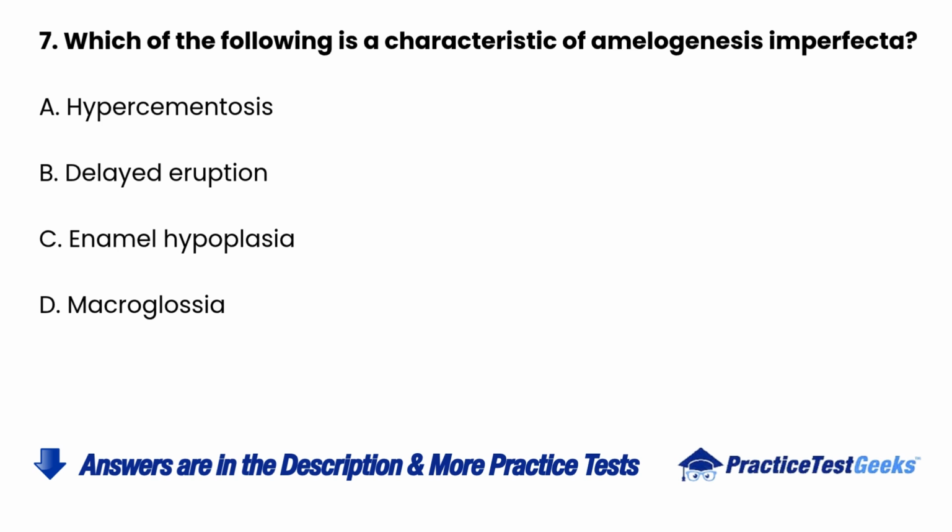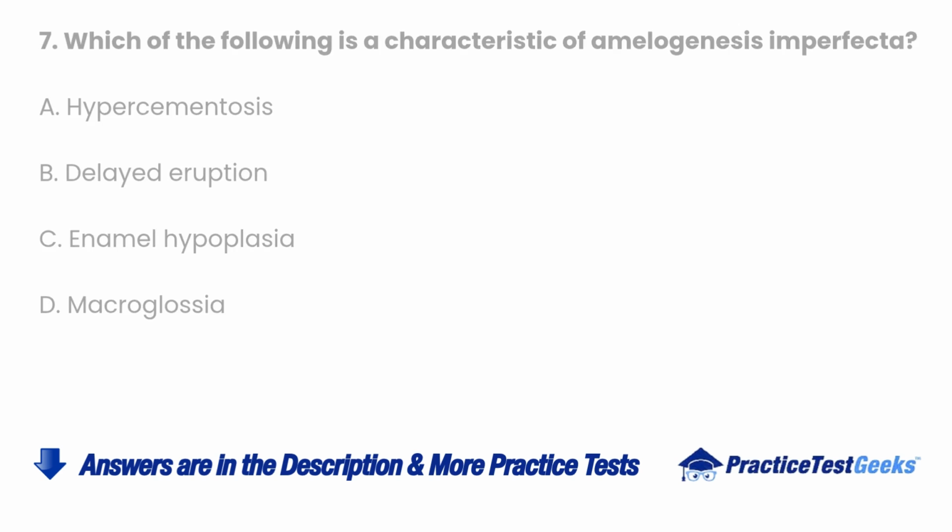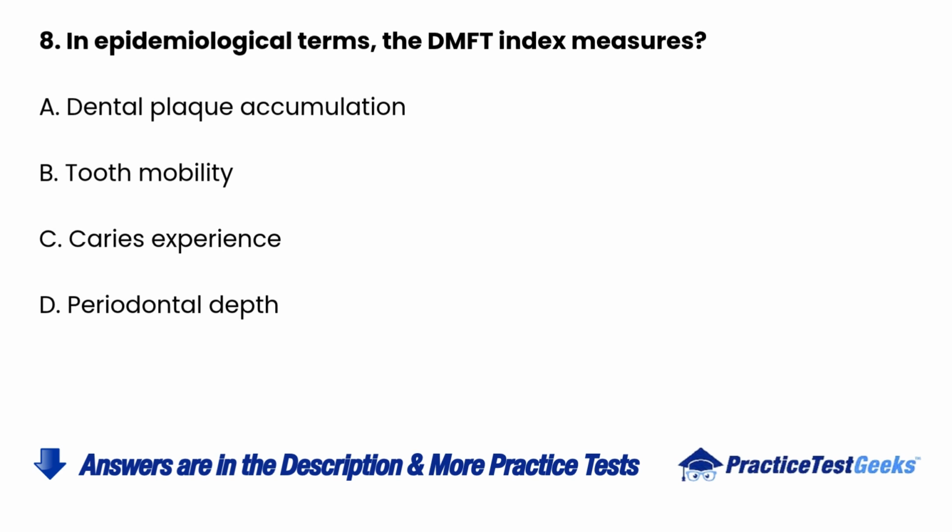A. Hypercementosis. B. Delayed eruption. C. Enamel hypoplasia. D. Macroglossia. 8. In epidemiological terms, the DMFT index measures A. Dental plaque accumulation. B. Tooth mobility. C. Caries experience. D. Periodontal depth.